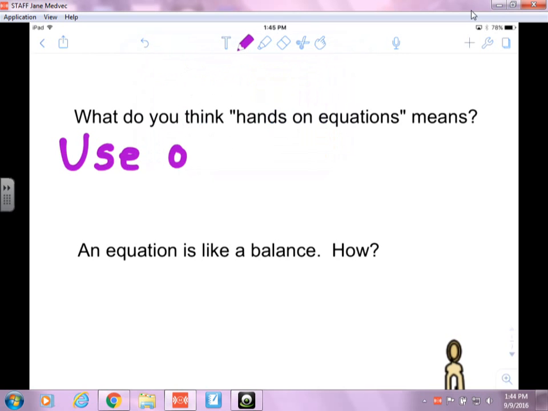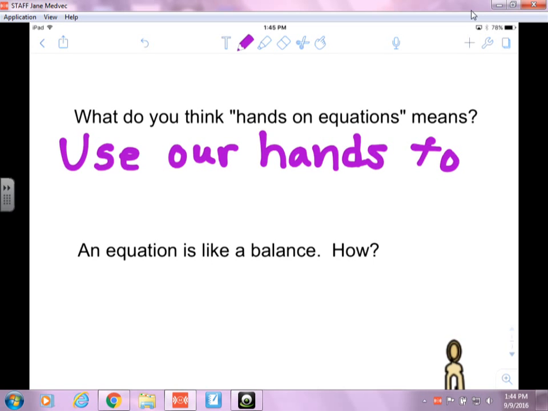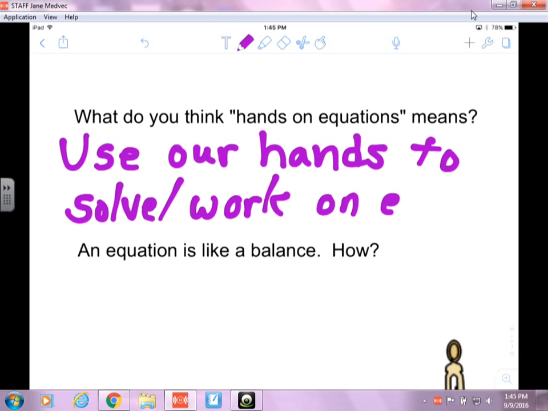Okay, use our hands to do what? We're going to use our hands to work on equations or solve equations. Absolutely. So solve or work on equations. That's what we're doing. We're going to use our hands. We're going to use a bunch of manipulatives to solve equations.